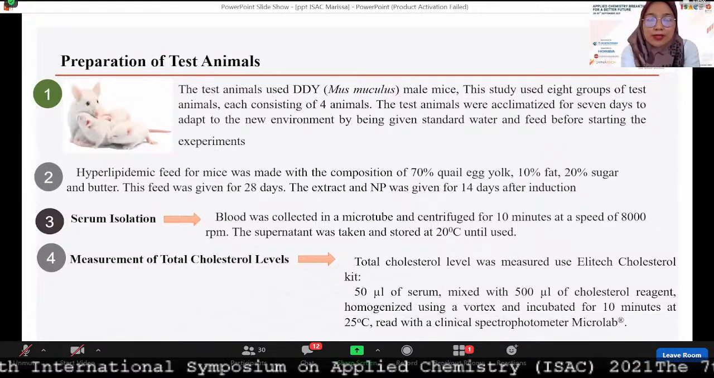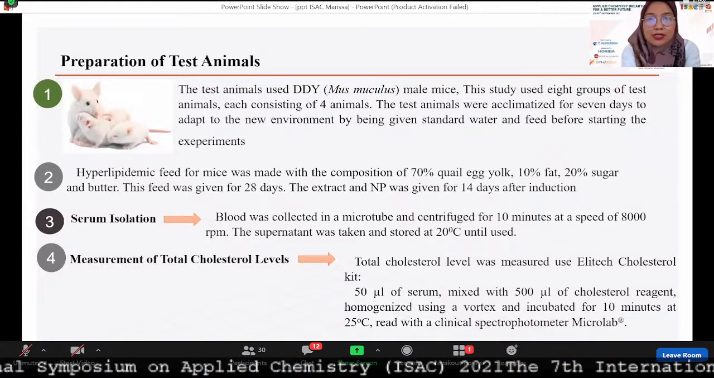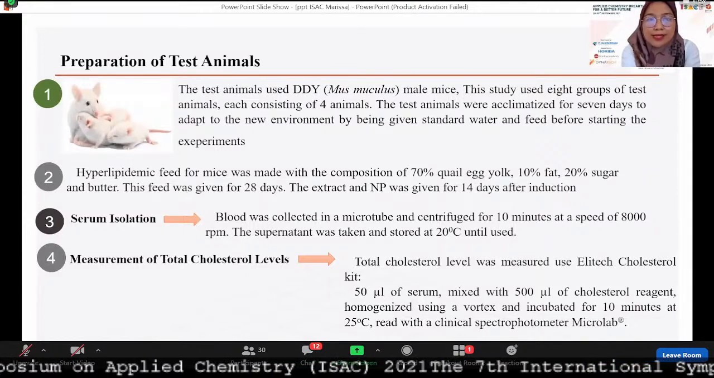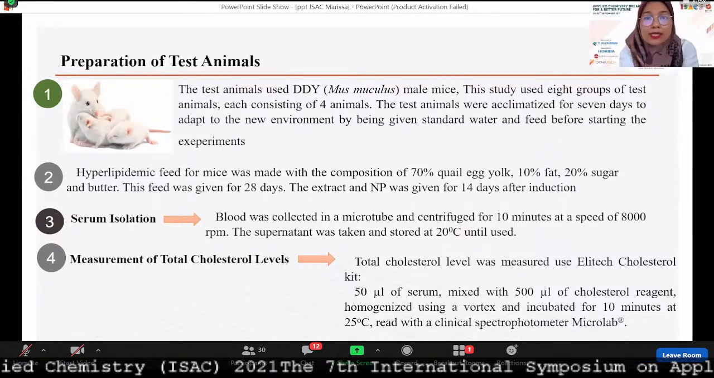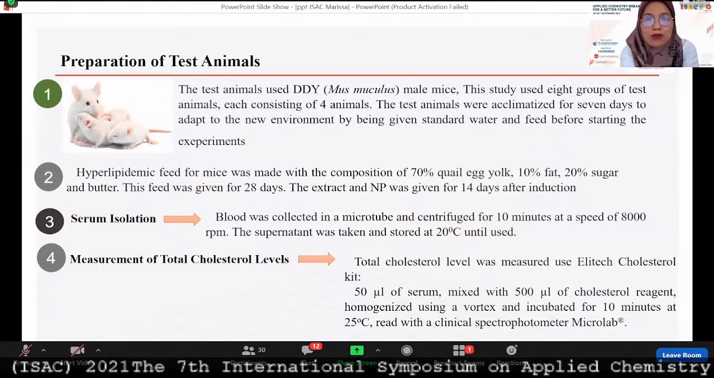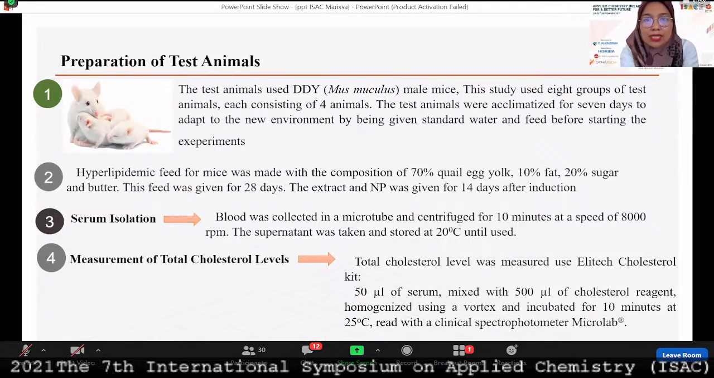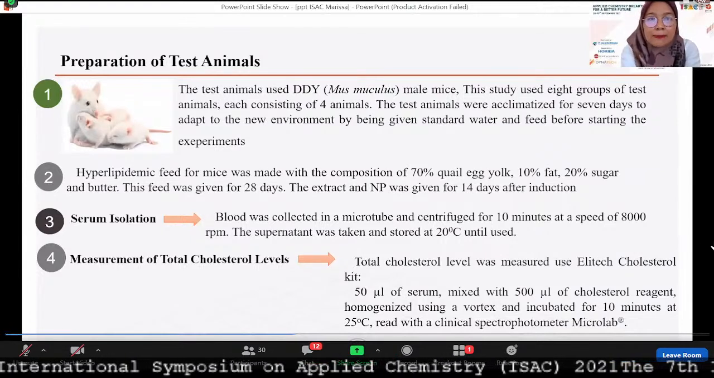The animal that we use in this research is a DDY strain male mice. This study used a group of test animals, which consists of 4 animals in one group. The test animals were acclimatized for 7 days to adapt to the new environment by being given standard water and feed before starting the experiments.